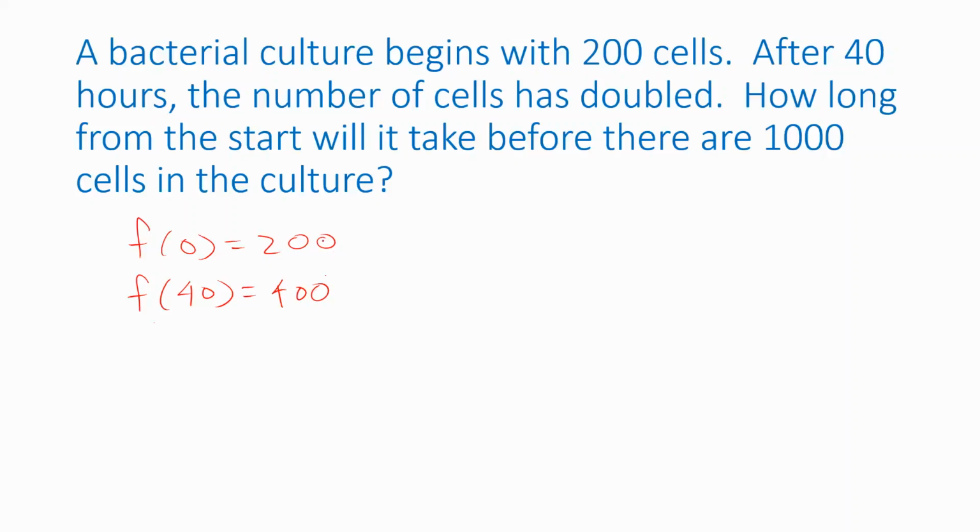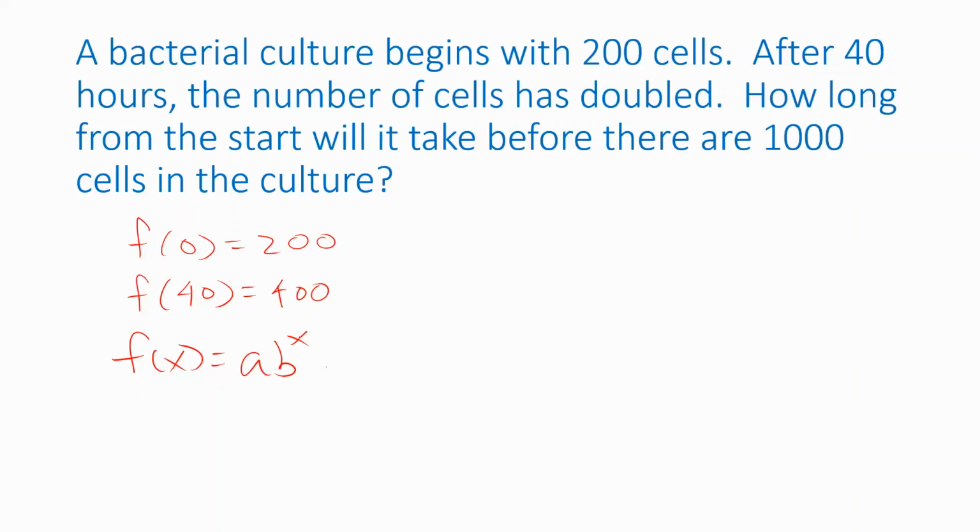So now it looks just like the sort of problem we were looking at earlier. With a bacterial growth problem, a population growth problem, typically we're going to use an exponential function, unless we're told to use something else. And we're not here, so let's write down an exponential function. f of x is, let's use the simpler form, a times b to the x.